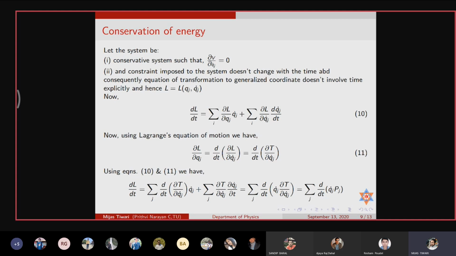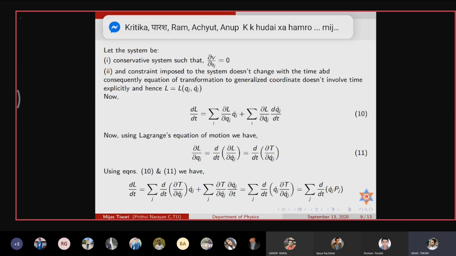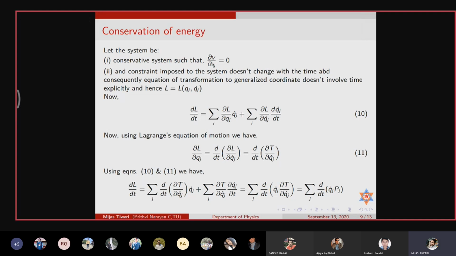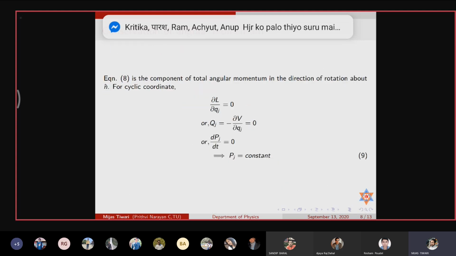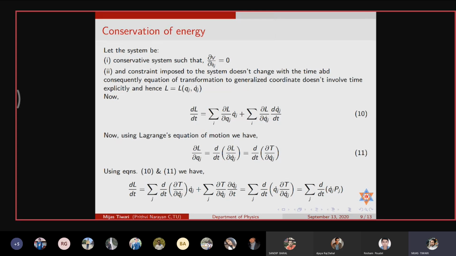Now we remain to show the conservation of energy using the symmetrical approach. Here it has a very interesting property: even under this symmetry, we need to constrain our assumption in order to show the conservation of energy with time, right? Here we assume the system to be conservative, and the constraint imposed on the system is explicitly independent of time, and consequently the equation of transformation to generalized coordinates does not involve time explicitly, and thus the Lagrangian L equals L of Qj, Q dot j.